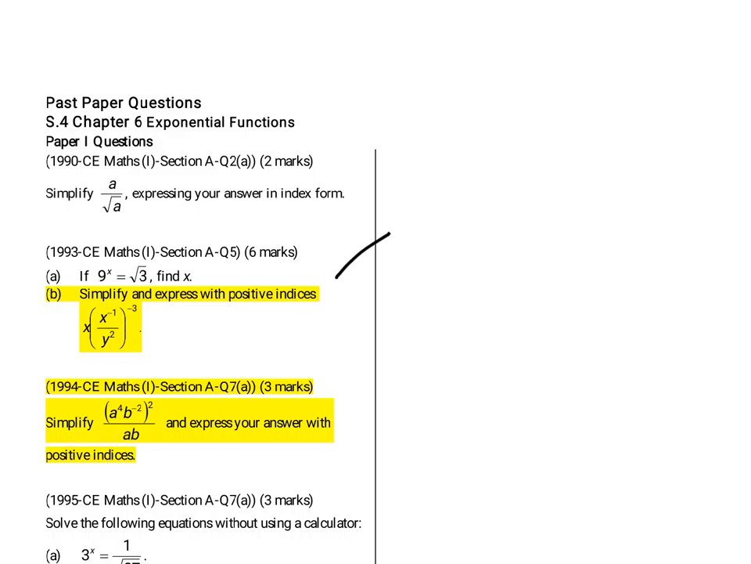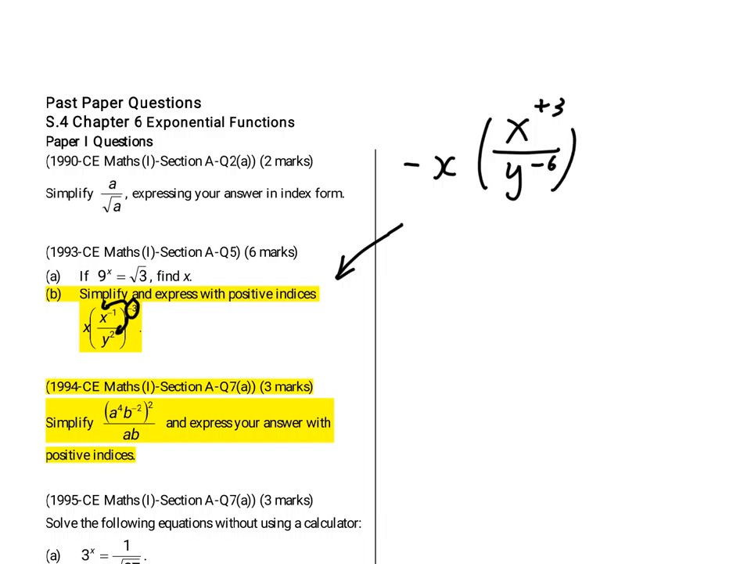Okay, so when you do these questions, you remember the rules. You expand the bracket first. So I would write x, and then this negative 3, I will multiply. So I will get x to the power negative 3 times negative 3, so it will be positive 3. And then divide by y squared, and then times negative 3. So 2 times negative 3 would be y to the power negative 6.